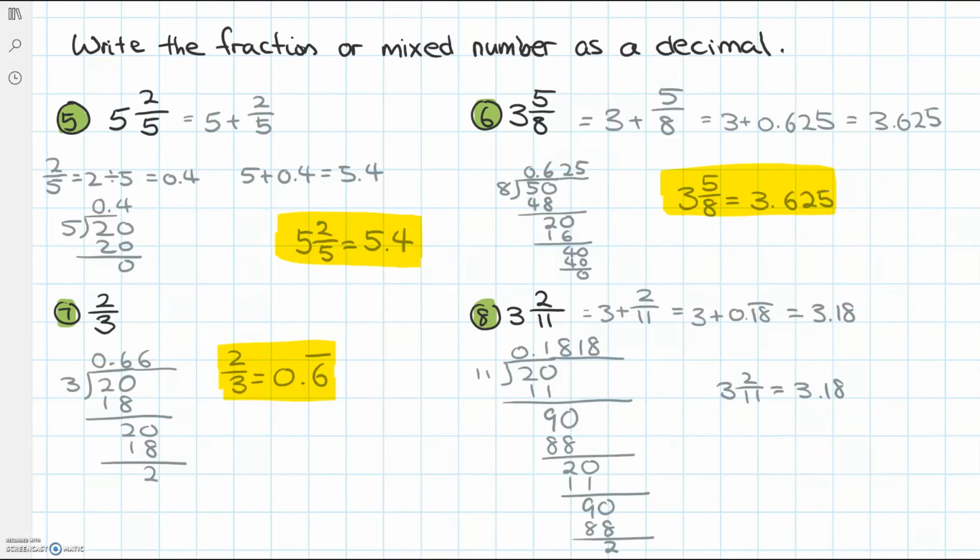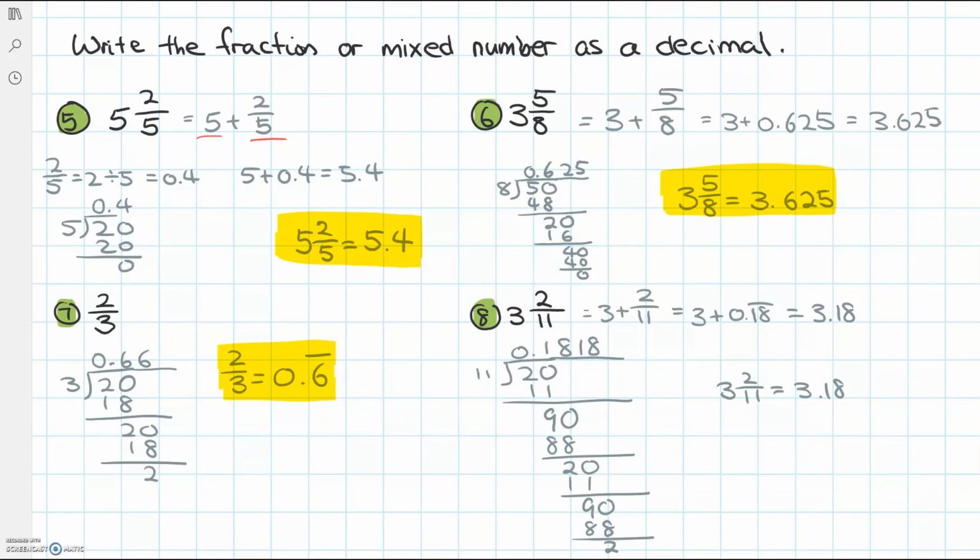Here we are. So for the first question, I split up my 5 and 2 over 5. Then I look at what is 2 over 5 as a decimal. So I divided 2 into 5 parts, and that will give me 0.4. So I add 0.4 to 5, and that gives us 5.4 as our final answer.